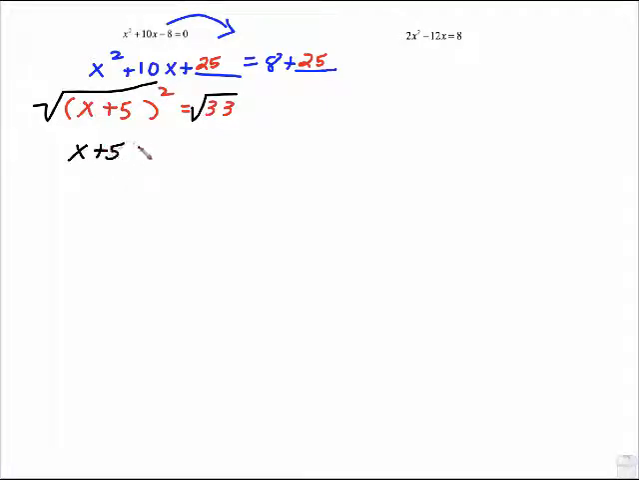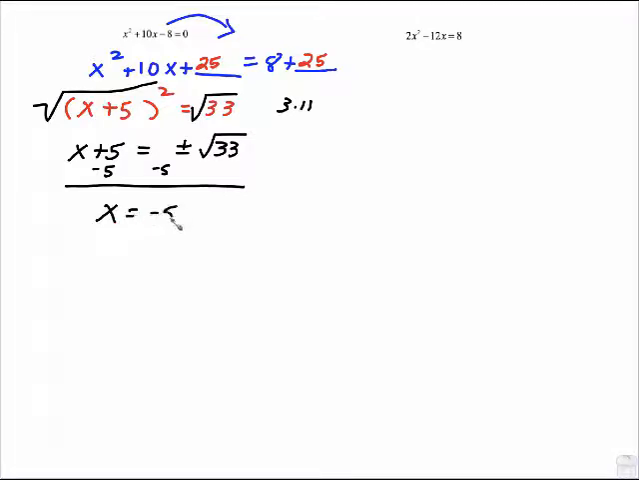So this is x plus 5 equals plus or minus radical 33. Take a look at radical 33. There's no factor tree. I mean, we can do a factor tree of 3 times 11, but there are no pairs, so that's it. Subtract your 5 from both sides. Squeeze it between the equal sign and the plus or minus. And there you go.